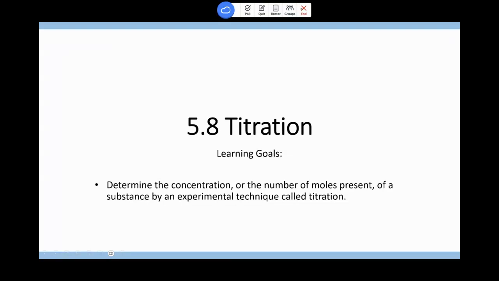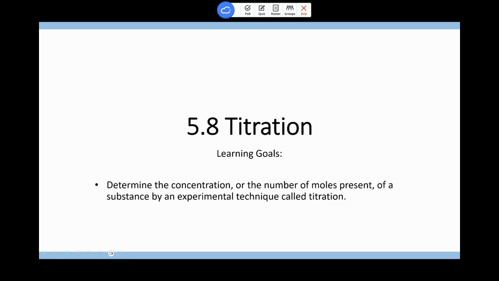So our last section is about titration. So, excuse me, we're switching gears a little bit here, so let's get focused on titration. We all quiet down, please. Again, will you quiet down?